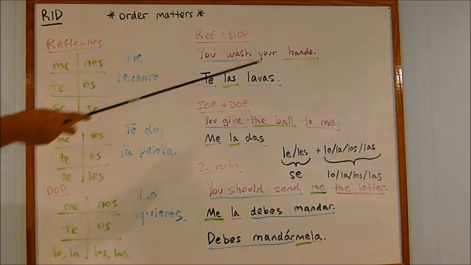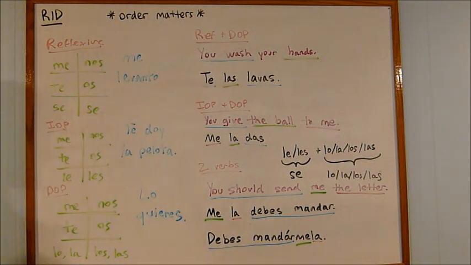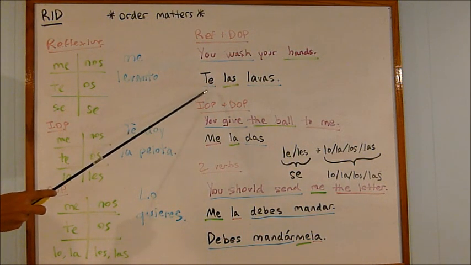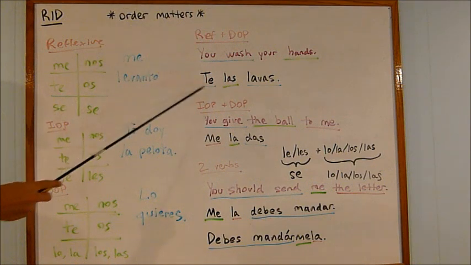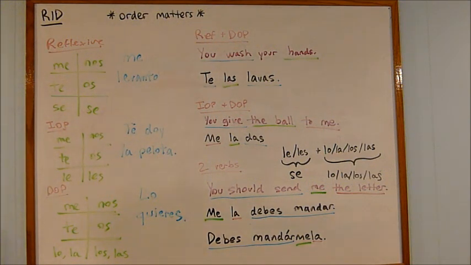Now if I add your hands to the picture, hands in Spanish is las manos. So it's feminine, so you would go down here and you would pick las, not los because it's not masculine. And you have to put that in between the reflexive pronoun and the verb, so it still comes before the verb. So te las lavas means you wash your hands.